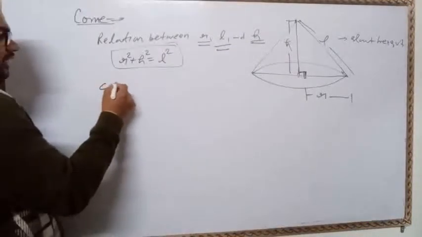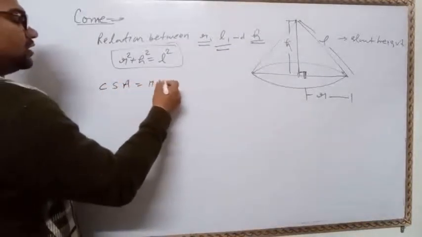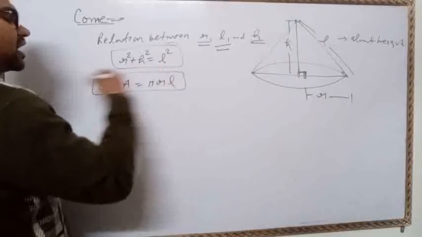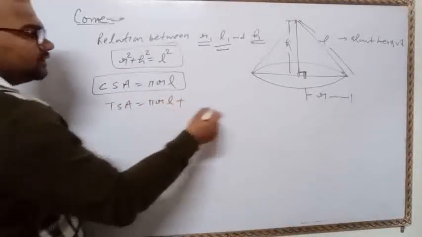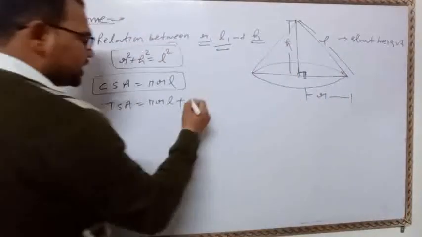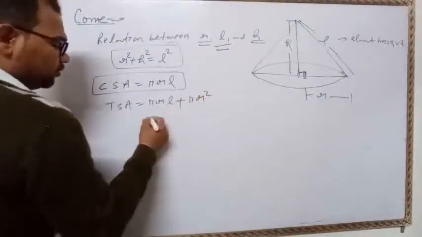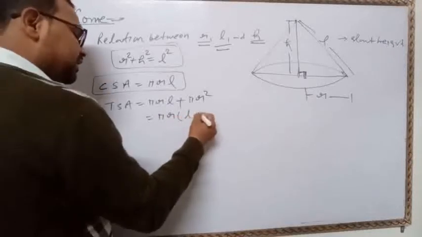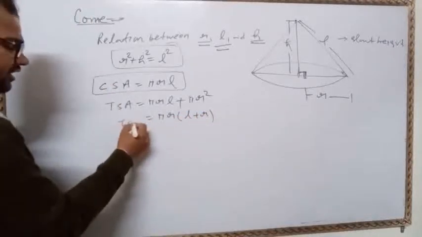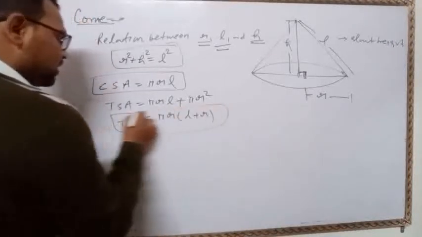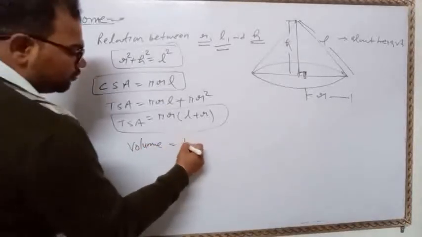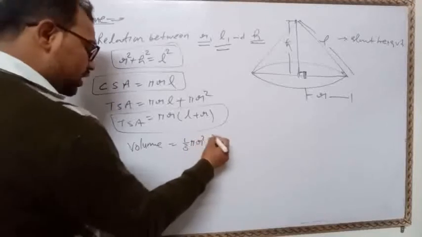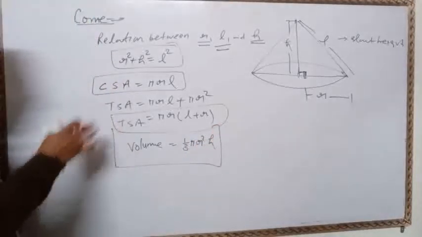Then after that, CSA is pi r l. TSA means CSA plus area of base, which is pi r square. So what is common? Pi r in bracket (l plus r). It is the TSA. Then after that, volume is 1 by 3 pi r square h. Please note down and learn.